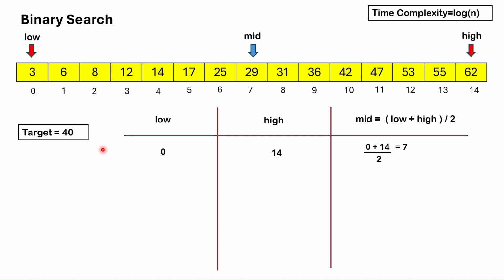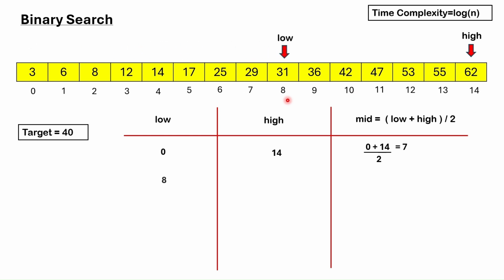So this will be my mid. So what value are we searching for? We are searching for 40. So check whether the mid is 40. No, mid is 29. So 40 is greater than 29, so our answer will be present at the right portion of the array. So we will ignore the left portion and move this low pointer to mid plus 1.